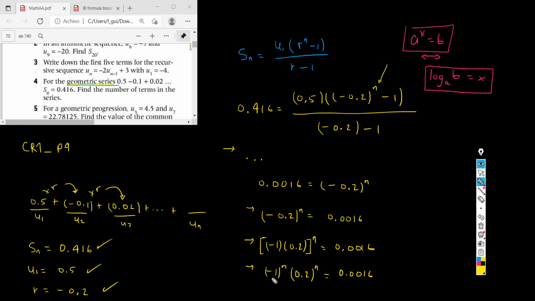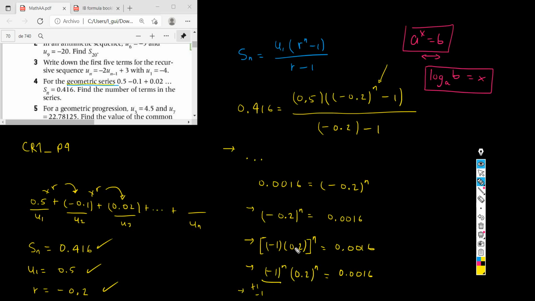minus 1 to the n will be either 1. All of this is going to be either plus 1 or minus 1, depending on whether n is odd or even. Do you understand that? If n is even, all of these will be plus 1. If n is odd, all of these will be minus 1. Make sure to understand that very well. Pause the video and understand that.